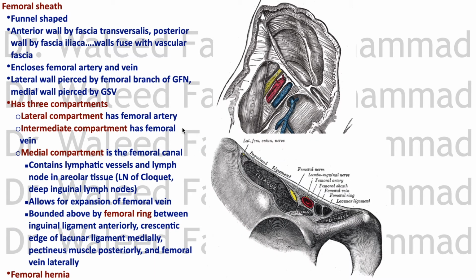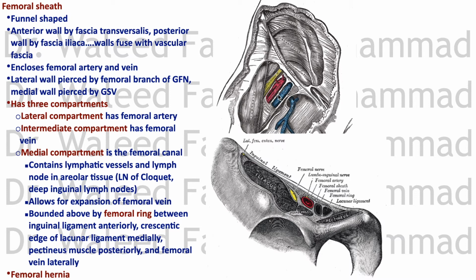The femoral sheath is a funnel-shaped sheath, with its anterior wall formed by the continuation of the fascia transversalis of the abdomen. The posterior wall is formed by the fascia iliaca that covers the iliacus muscle, and it encloses the femoral artery and the femoral vein.